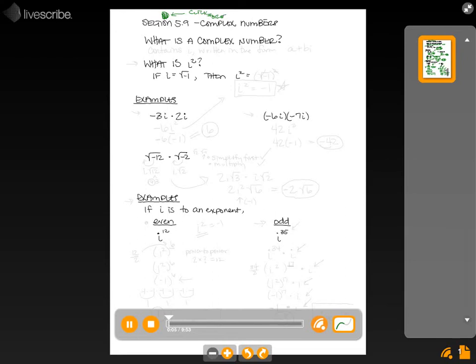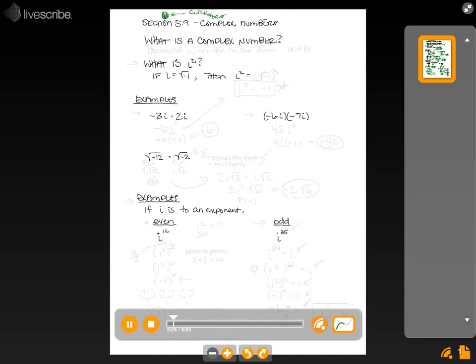Alright, these are your notes for section 5.9 on complex numbers. Now, we'll talk about what complex numbers are, but they're just a way to write imaginary solutions, imaginary numbers, okay? And remember, we talked about in the last video, imaginary numbers contain i. So, what is a complex number?